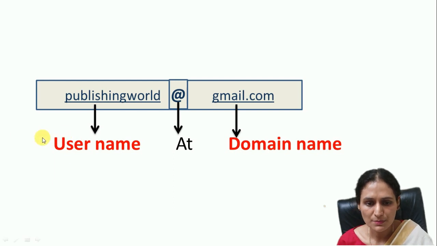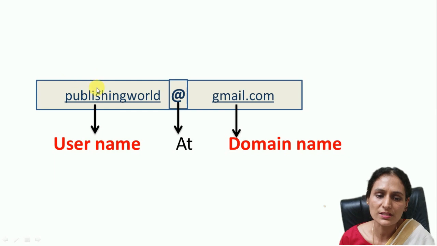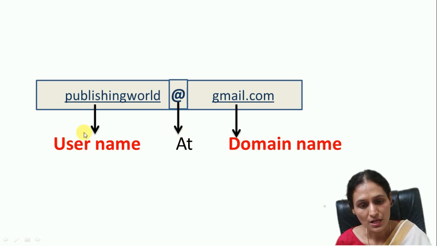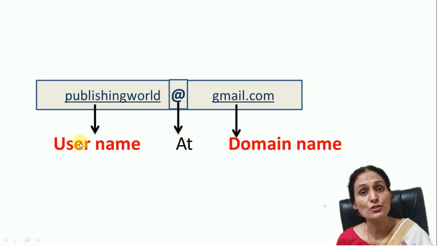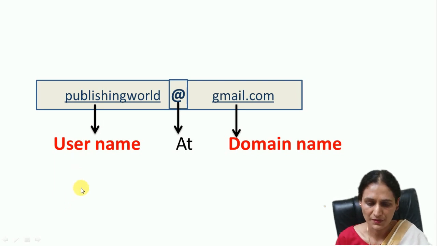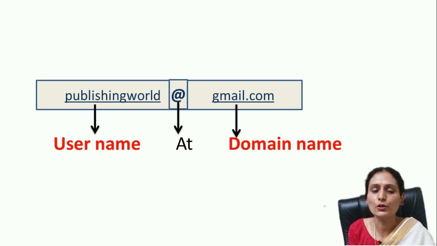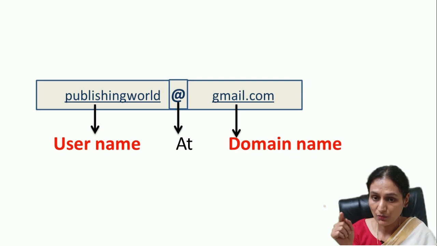Now, for example, this is publishing world. This is a username, right? Now this user is existing on the internet, but where exactly on the internet? It is existing at this domain, gmail.com, right? So this is a domain name. This is used for identifying the website, and this is the username which identifies the user on the website, right? I hope you are clear. If you're not yet clear, you will be clarified when you see it practically.